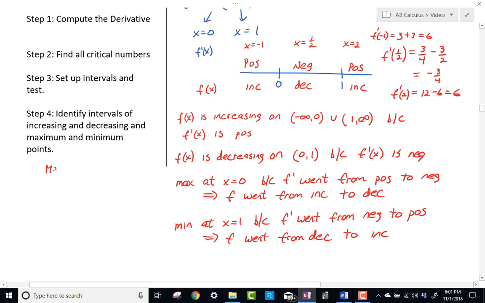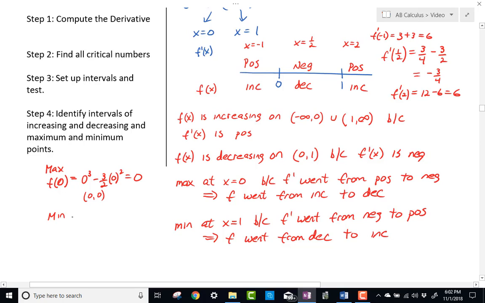Alright? And if I actually wanted to know where those maxes and mins were, I could take my original function and plug in 0. So if I go back to f of x and I find f of 0, now again, I can't see the function, but you've got the function at the top of your paper there. It's x cubed, so that would be 0 cubed minus 3 halves times 0 squared, which is going to equal 0. So I know that I have a max at the point 0, 0.